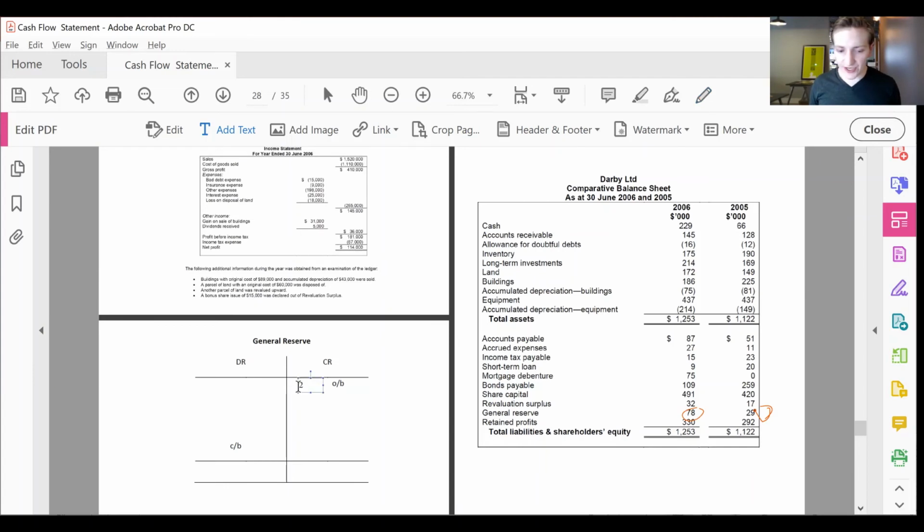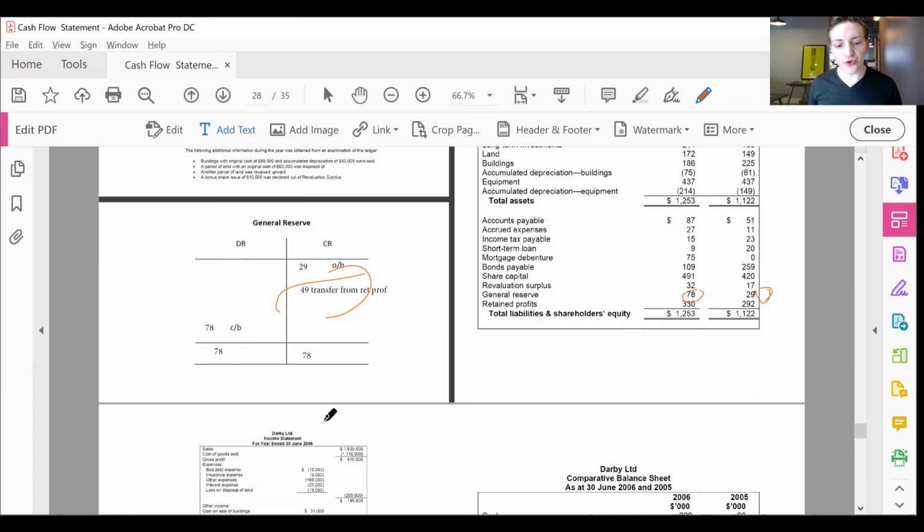So filling in our T-account, opening balance 29, closing balance 78. What this implies, therefore, is there must have been a credit that would cause these to balance. So the credit, therefore, needs to be 49 so that we can get the debit side to balance with the credit side. And the only way that we get a credit here is if there were a transfer from retained profits. Now, we'll need to keep this in mind when we fill out the retained profits T-account.